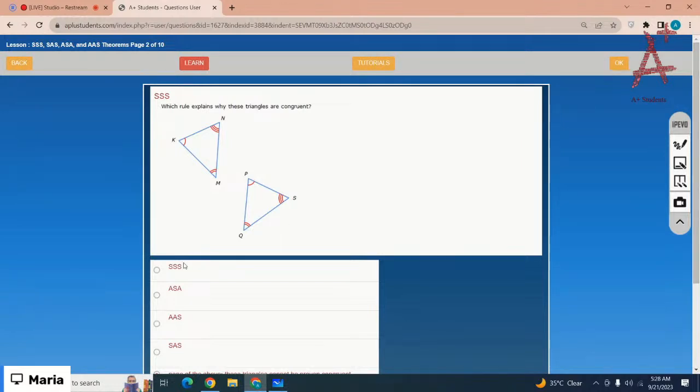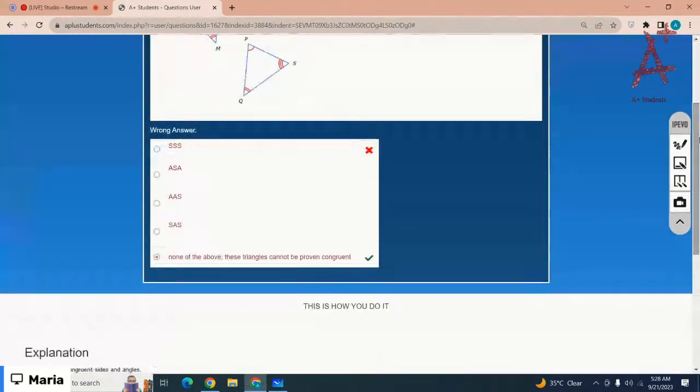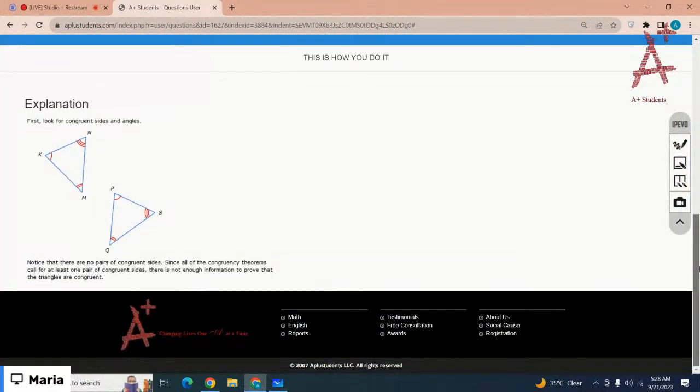Hmm, that would be SSS because three of the angles are congruent. That means all three sides are congruent then. Hmm? Okay, none of the above, the triangles cannot be proven. Notice that there are no pairs of congruent sides, since all of the congruency theorems call for at least one pair of congruent sides. Because you don't have any congruent side, right? That means it is not congruent.